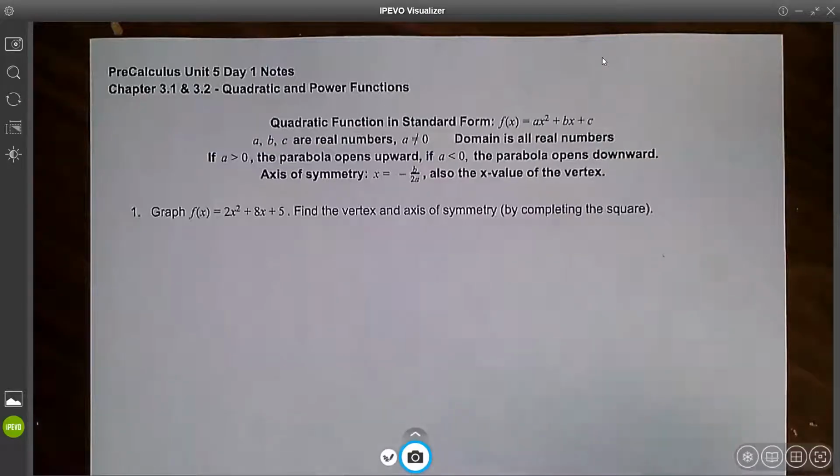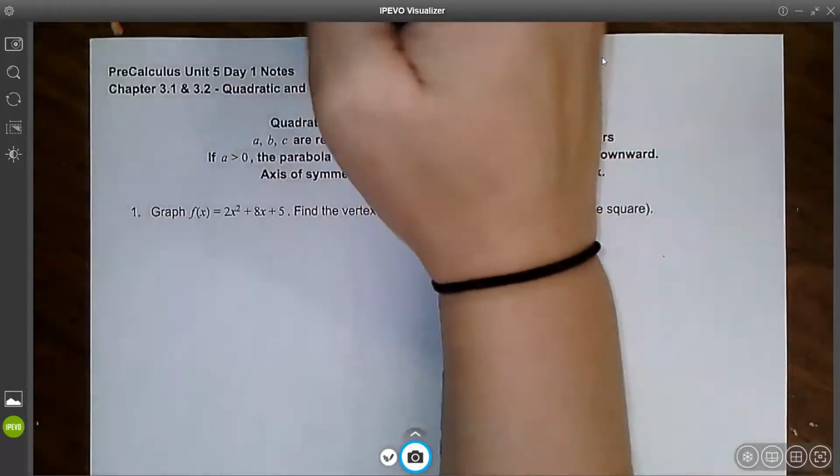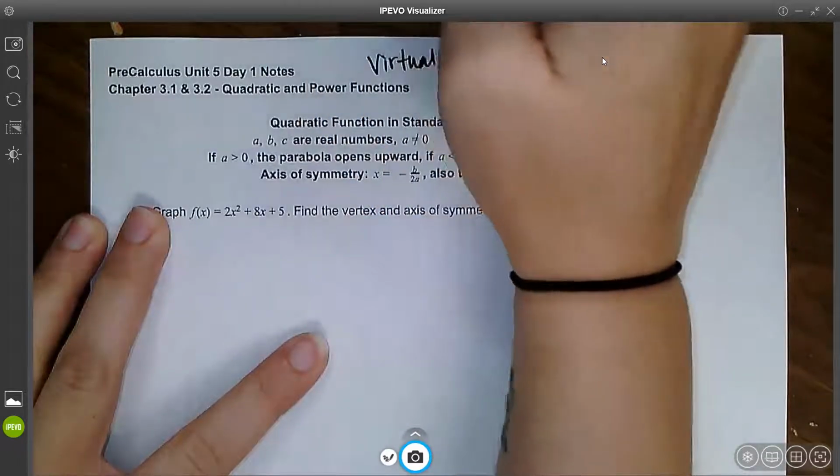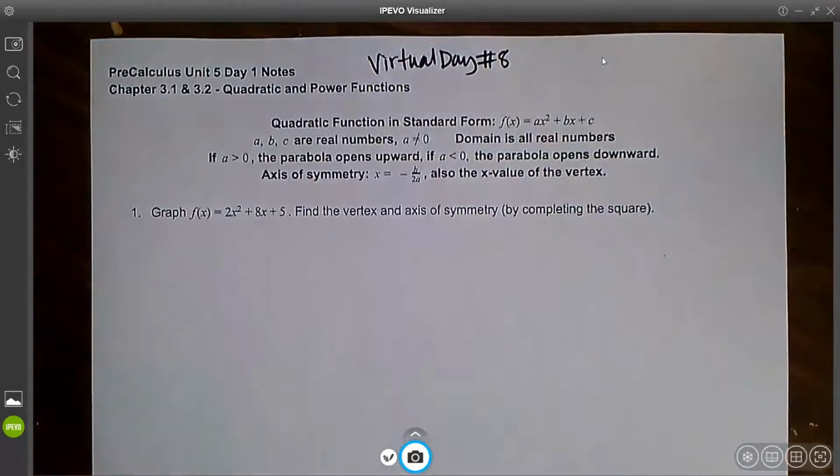Hey guys, this is virtual day number 8, and we are starting unit 5. It's looking like we're going to be at this a little longer than the 2 weeks, maybe 3, maybe 4, who knows. So I'm just going to start going with it. I'm going to start doing a day at a time, and hopefully after this week, we're going to move one lesson per day like we normally would.